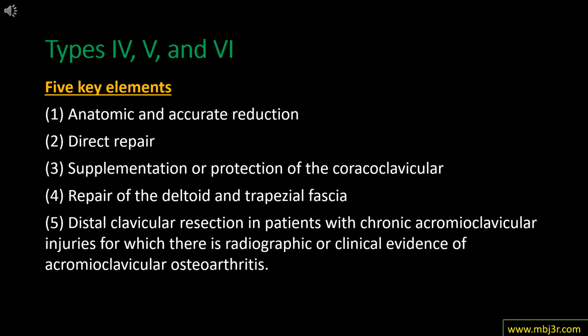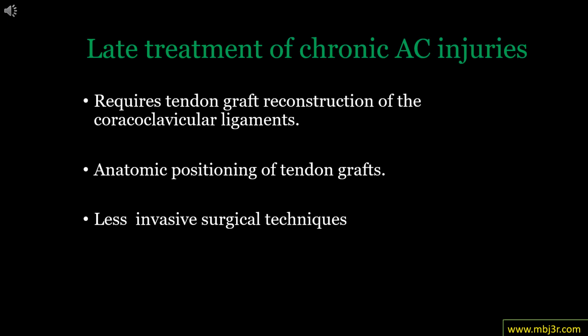Direct repair is better, and supplement or protect the ligaments, repair the deltoid and trapezial fascia, and excise the lateral end of the clavicle in case of AC joint arthritis. Late treatment of chronic AC joint injuries usually requires tendon graft reconstruction of the coracoclavicular ligaments. Enhanced understanding of the anatomy has led to development of more anatomic positioning of the tendon grafts.